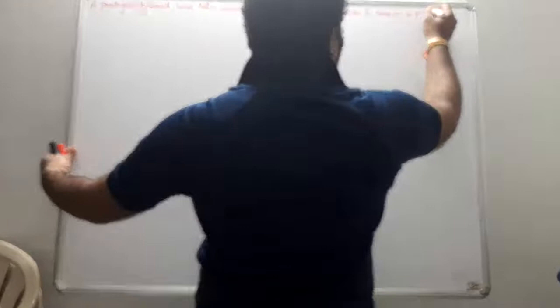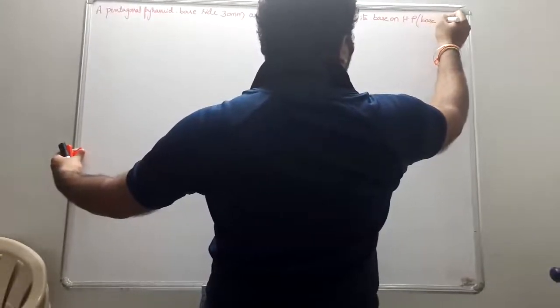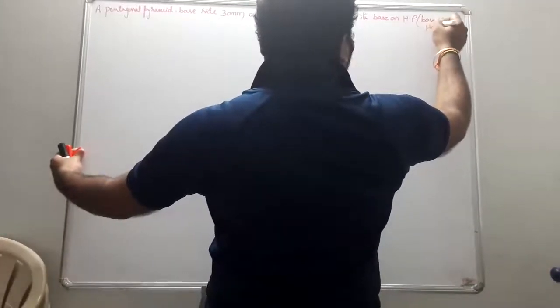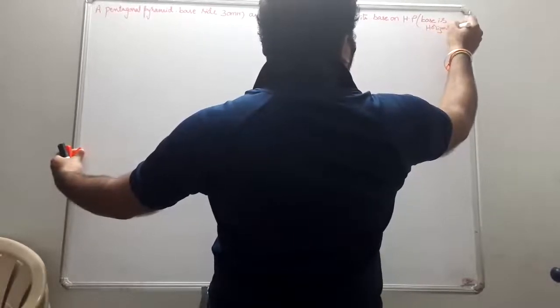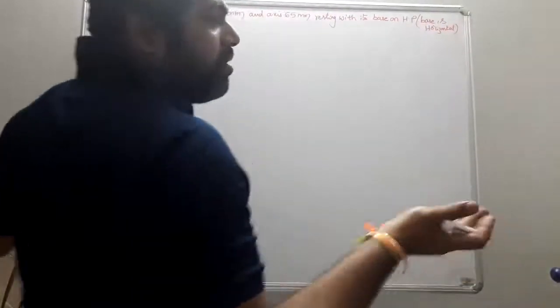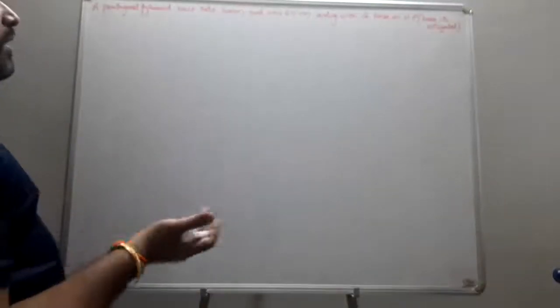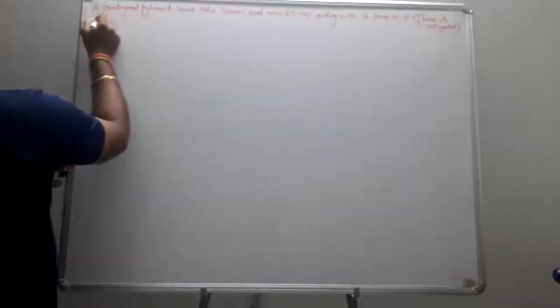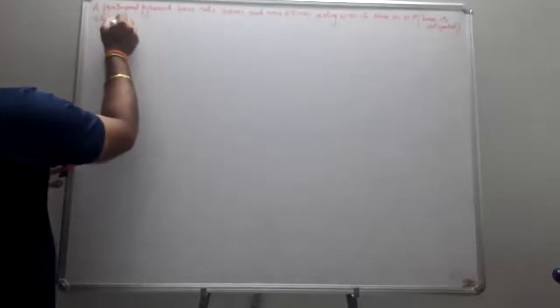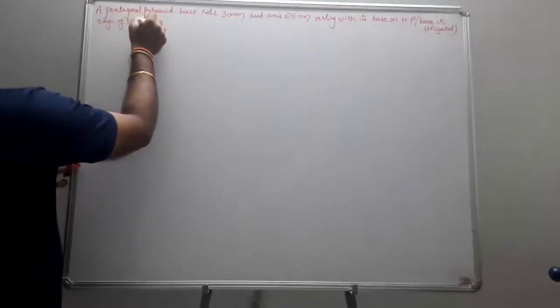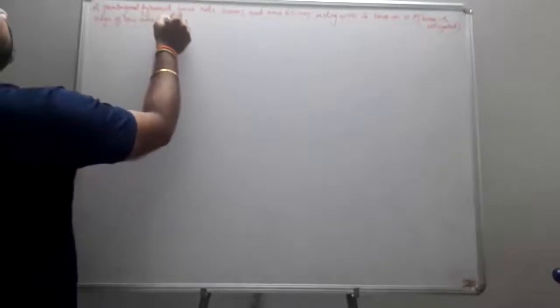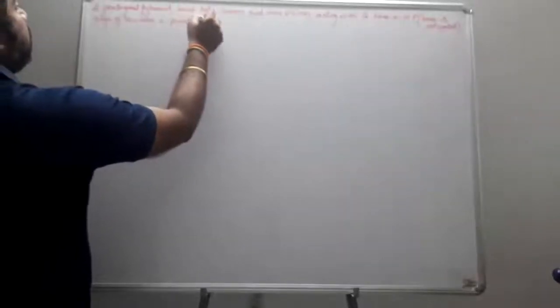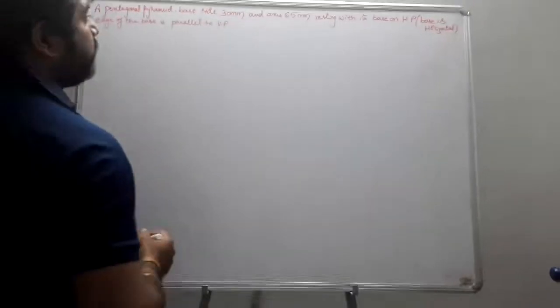So in some way it gives that the base is horizontal. Base is horizontal means it should be on HP. And an edge of the base is parallel to VP. One of the edges of the base is parallel to VP.